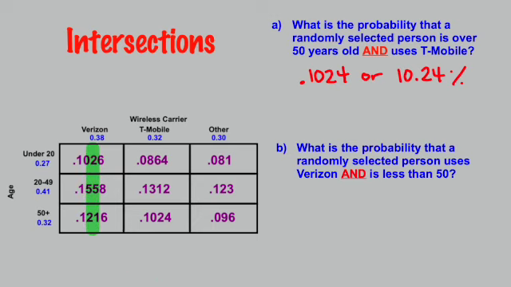Then I'm going to look for ones that are less than 50. When I do that, I will notice under 20s would be considered less than 50, so any of these would work. And also 20 through 49 would also be considered less than 50. So any of these would be considered under 50.